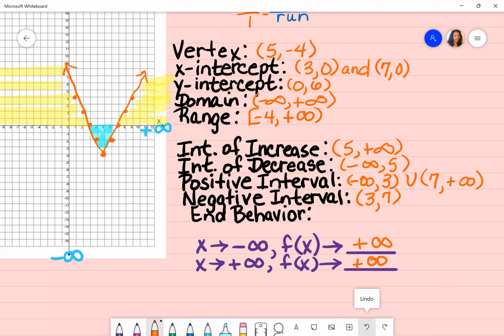So you have learned how to graph absolute values. If the leading coefficient is positive, it will be going upward and looks like a V. If it's negative, it will go down.